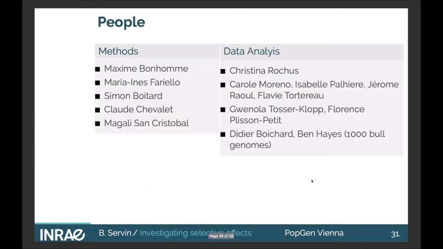Okay, with that, I would like to mention people that have been working with me on this subject. On methods, Maxime Bonhomme, Marie Nesfariello, Simon Boitard, and my colleagues also Claude Cheval and Magali San Cristobal. And also for the data analysis, Christina Roques, who was a PhD student in the lab. My colleagues working on sheep, Carole Moreno, Isabelle Fallière, Jérôme Raoul, and David Torturo. And also Gwenola and Florence Clisson-Petit, and also partners from the 1,000 Bull Genomes, in particular Didier Boichard and Ben Ace, who are members of this project.